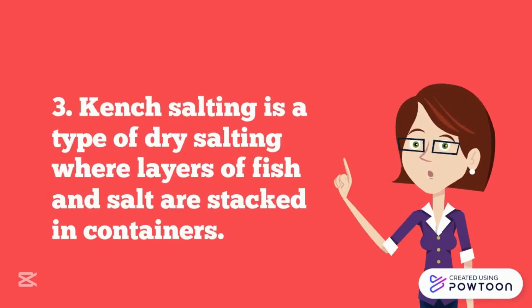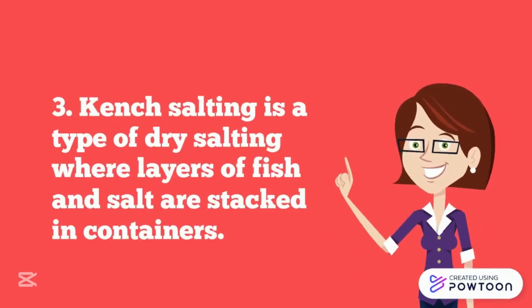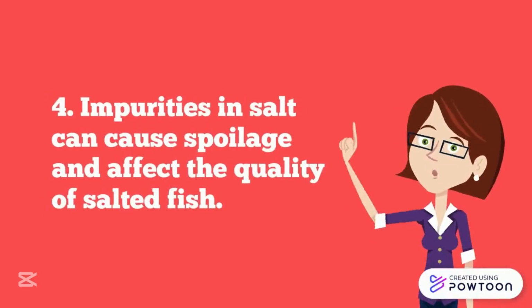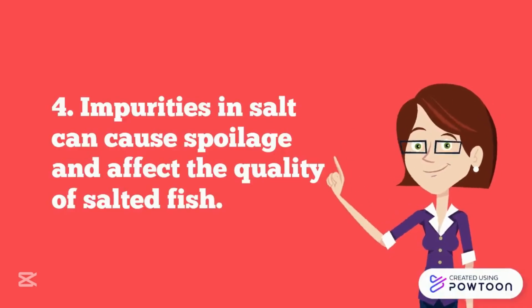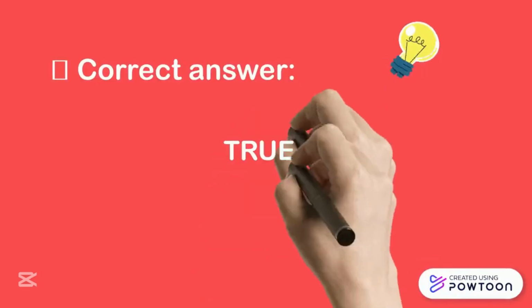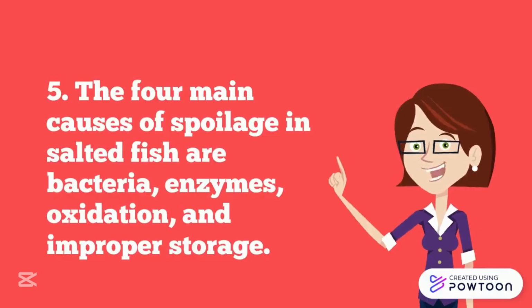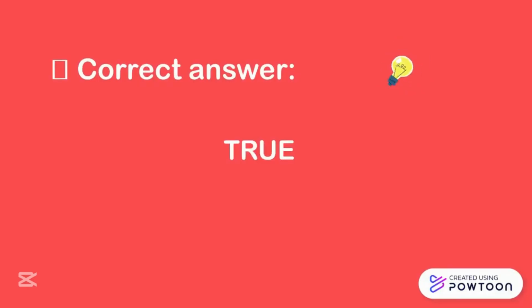Kench salting is a type of dry salting where layers of fish and salt are stacked in containers. Correct answer is true. Impurities in salt can cause spoilage and affect the quality of salted fish. The correct answer is true. The four main causes of spoilage in salted fish are bacteria, enzymes, oxidation, and improper storage. The correct answer is true.